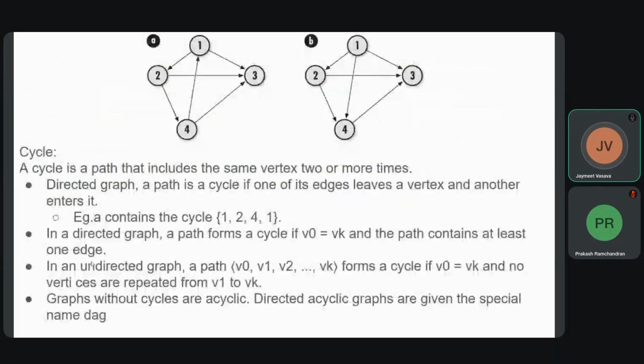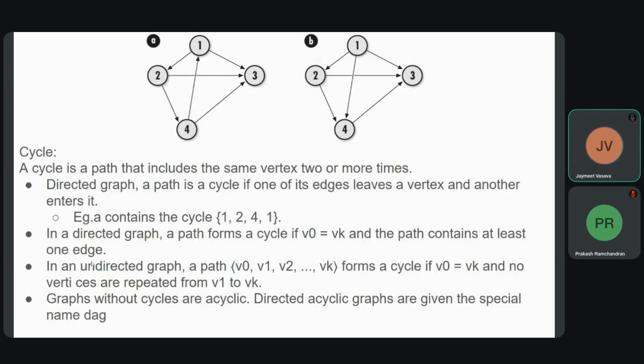Next are the cycles. As shortly mentioned in the applications of graphs about acyclic and cyclic graphs, a cycle is a path that includes the same vertex two or more times.